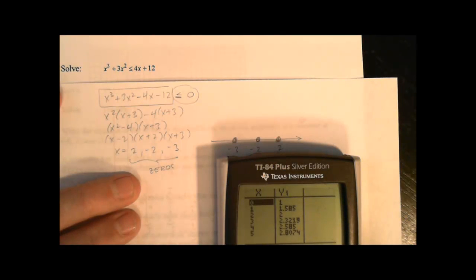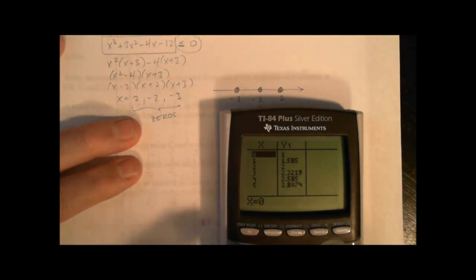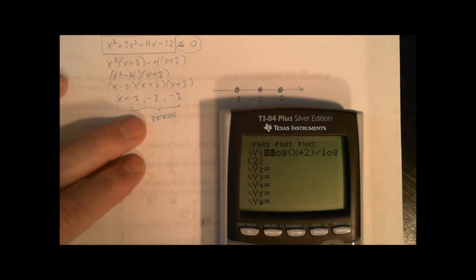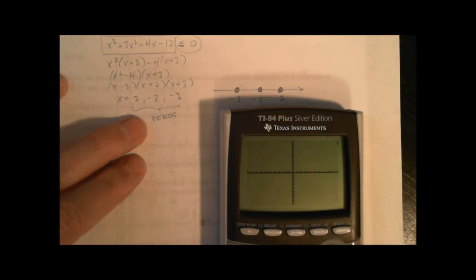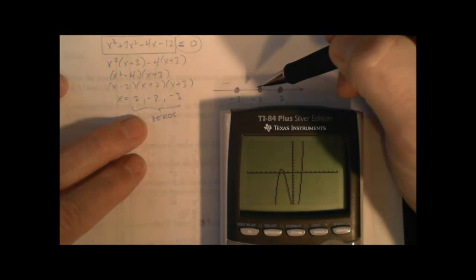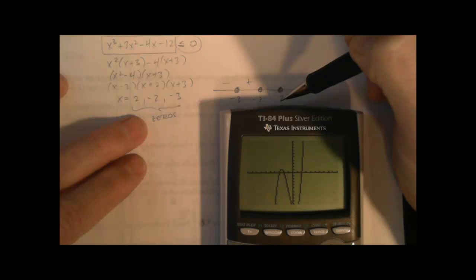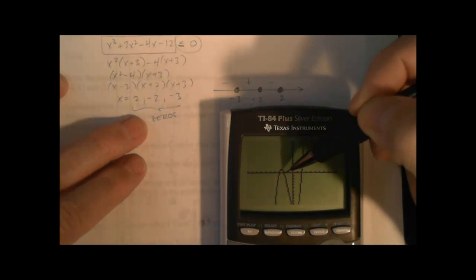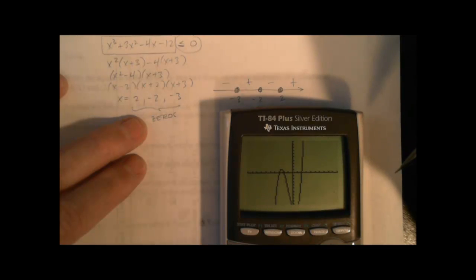And now I need to take test values, and here's where my calculator can come in handy. I can graph that function, and it's x cubed plus 3x squared minus 4x minus 12, and zoom 6. You can see the graph of the function is negative to the left of -3, below the axis. It is positive between -3 and -2. Then it's negative for a long period between -2 and 2, and then it's positive after that.